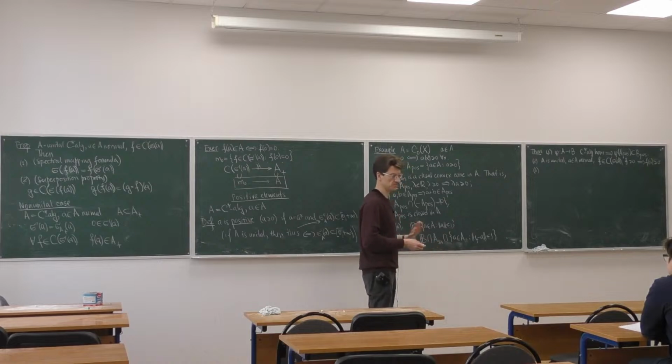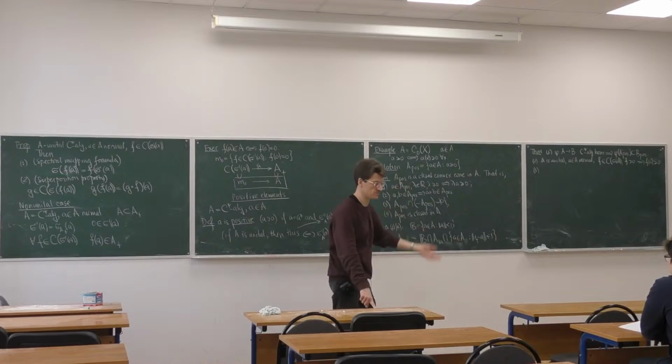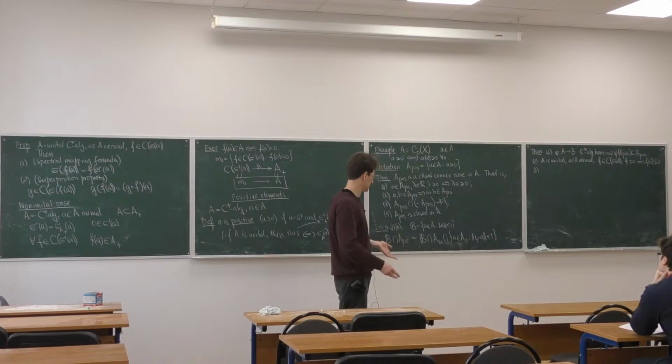So it is self-adjoint. This element is self-adjoint from the very beginning. And we generate a commutative C-star subalgebra by this element. So the C-star subalgebra generated by a self-adjoint element is commutative. So everything is reduced to this commutative C-star subalgebra, and it is isomorphic to C of x.